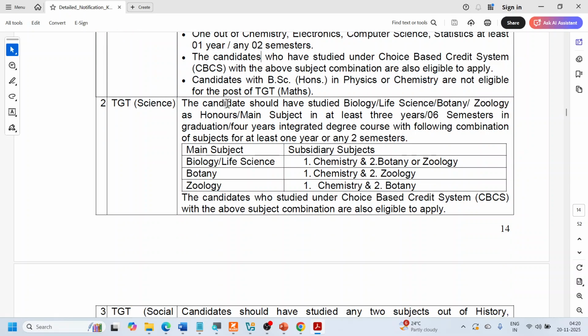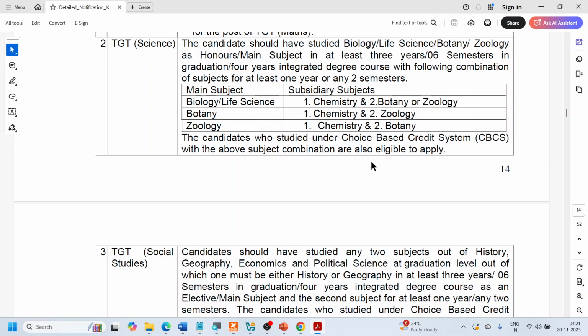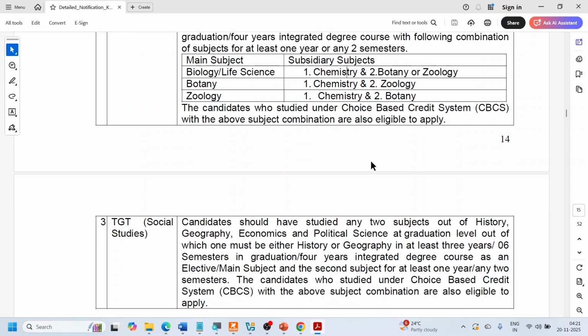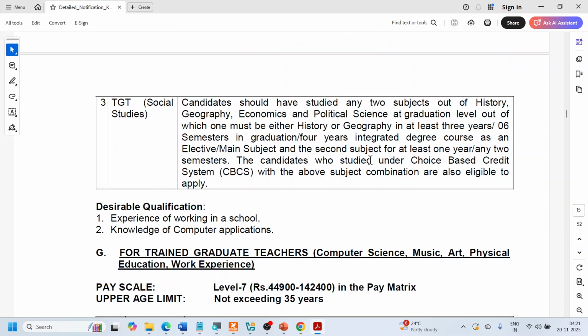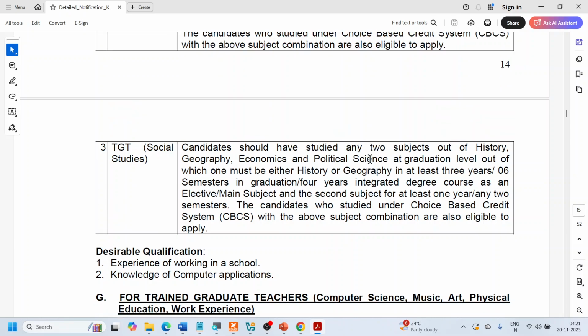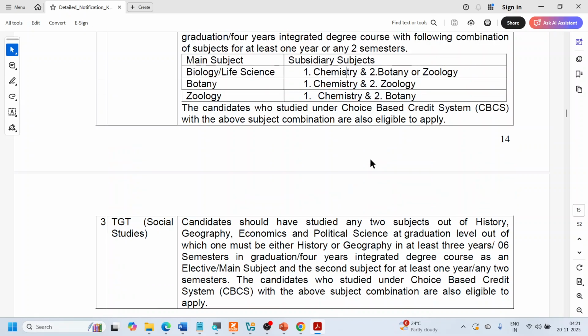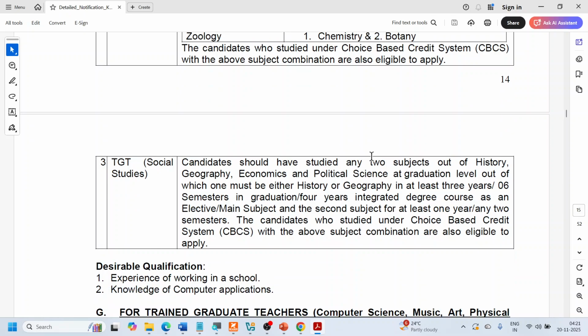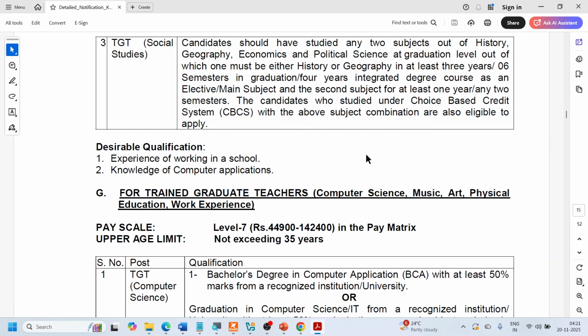Now coming to the science, the story remains the same. PGT science, either biology, botany, zoology, and they have given the combination, that is CBZ or chemistry, zoology. Any combination you have taken, you know very well which combination you have taken. That general combination will work, so don't worry about it. Whichever you are applying, either physics, chemistry, or whatever it is, that one must be the major subject, so it must be there throughout.